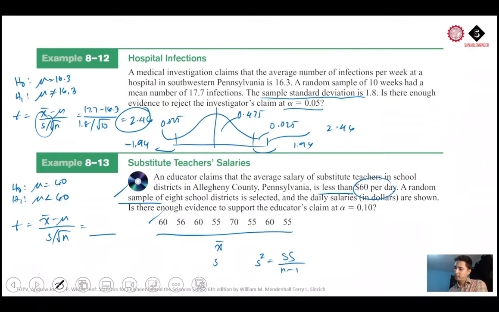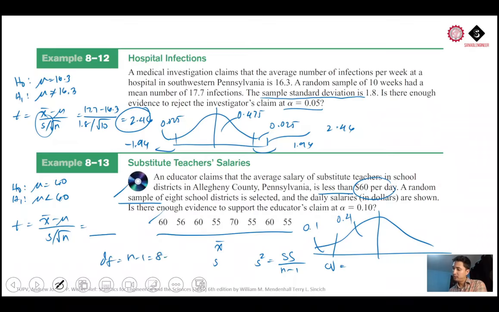Okay, so I would like to leave this out as an exercise. You can solve for the t. All I can do is give you the critical value. This is left tail, so this is the critical value. This is 0.1. The sample size is 8, therefore the df is n minus 1, 8 minus 1 is 7. And this is left tail.